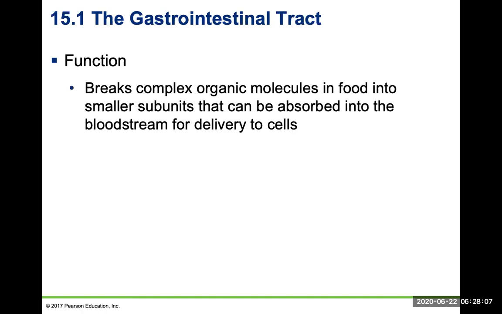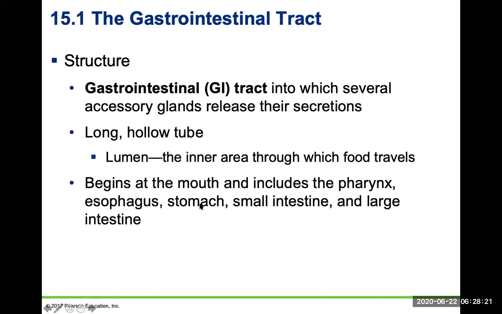The gastrointestinal tract is just another word for your digestive system. The function is to break complex organic molecules in food into smaller subunits that can be delivered into the bloodstream for delivery to the cells. So the structure is made up of the GI tract, which includes several accessory glands that release their secretions into it. And the GI tract is one hollow tube, and the word lumen describes the inner area through which food passes. It begins at the mouth and includes your pharynx or throat, the esophagus, stomach, small intestine, and large intestine.